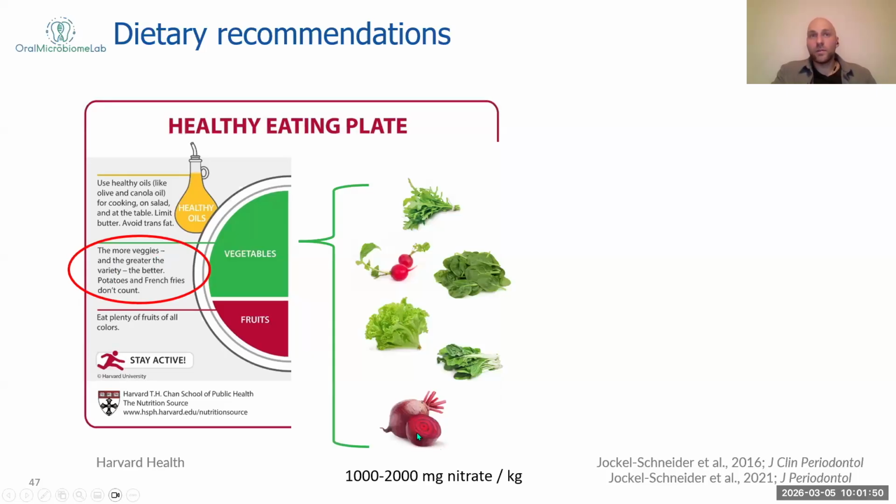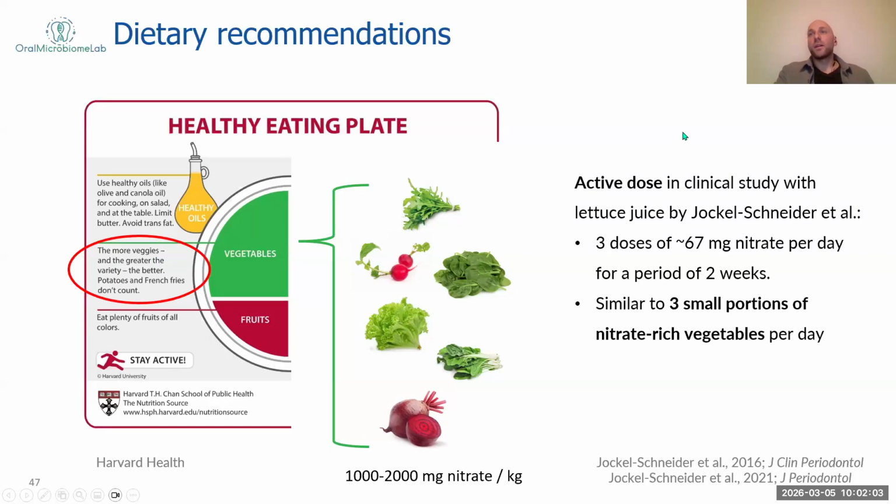Here's the top 5 of nitrate-rich vegetables, including rucola or rockets, radishes, spinach, lettuce, Swiss chard, and beetroot. And in the study by Yoko Snyder et al., they found that 3 doses of 67 milligrams of nitrate per day for a period of 2 weeks led to a more health-associated oral microbiota and decreased gingival inflammation. So that's similar to 3 small portions of nitrate-rich vegetables per day.